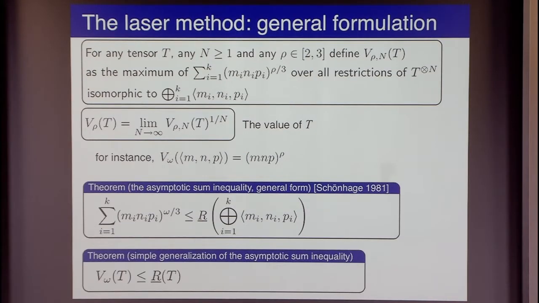So the point is that, with this notion of value, you can obtain the following simple generalization of the asymptotic sum inequality: the value evaluated for rho equal omega of T is smaller than the border rank of T. It's not difficult to generalize this inequality when you understand the notion of value. So it gives you a concise way of expressing the asymptotic sum inequality.